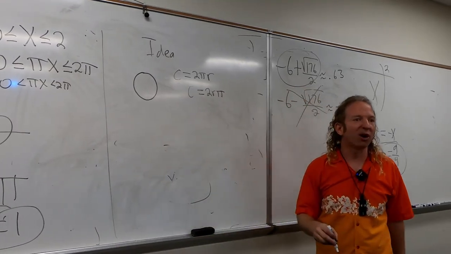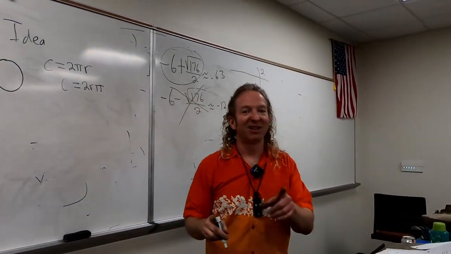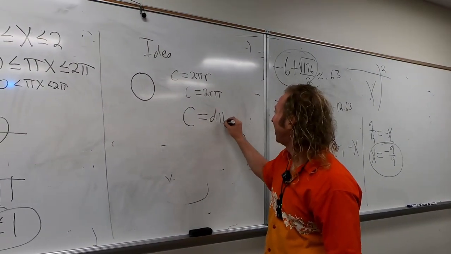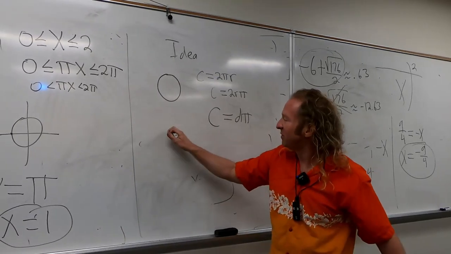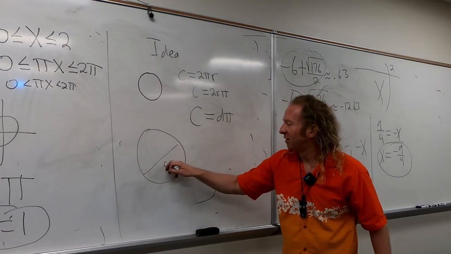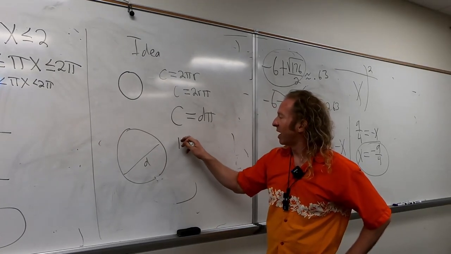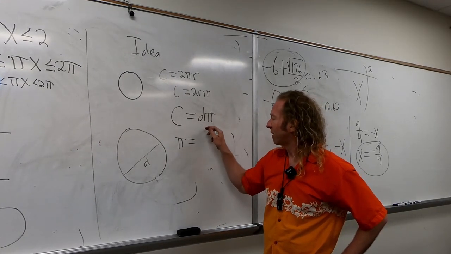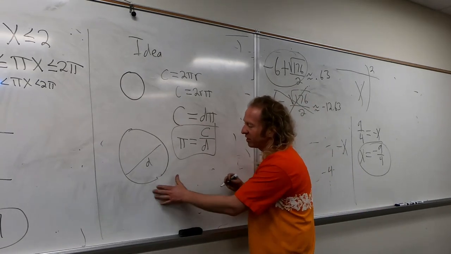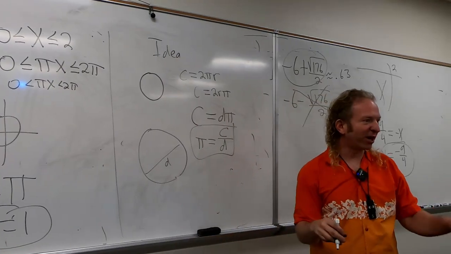So what's 2r? Diameter. So C equals d pi. What does that mean? That means if you take a circle, that's your d, so you can solve for pi. Pi is equal to the circumference divided by the diameter. The cool thing is, it doesn't matter what circle it is. It's true for every circle.